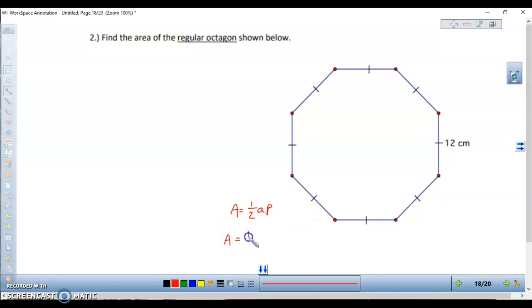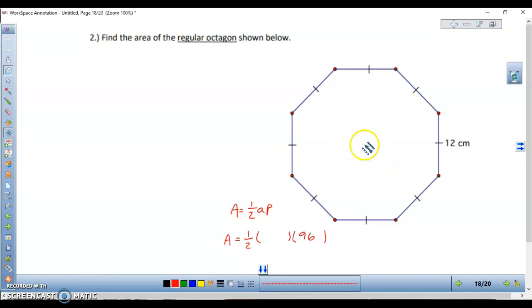Then I'm just going to see what I have and what I need to find. What's given to me is a side length, and in an octagon there are 8 sides. So I can find the perimeter pretty easily by doing 12 times 8, which is 96. So 12 times 8 gives me a perimeter of 96. Now I've got to find the apothem. To do that, here are the steps, and pay close attention.